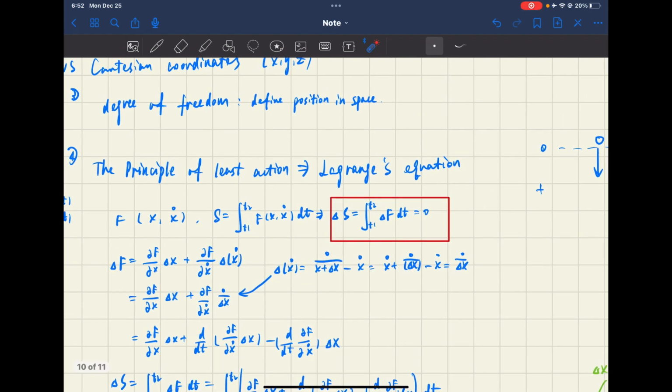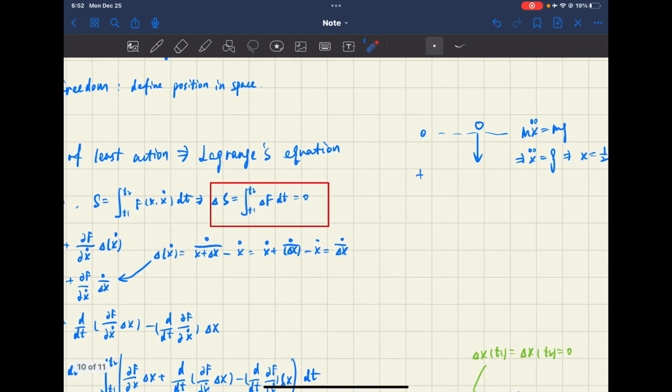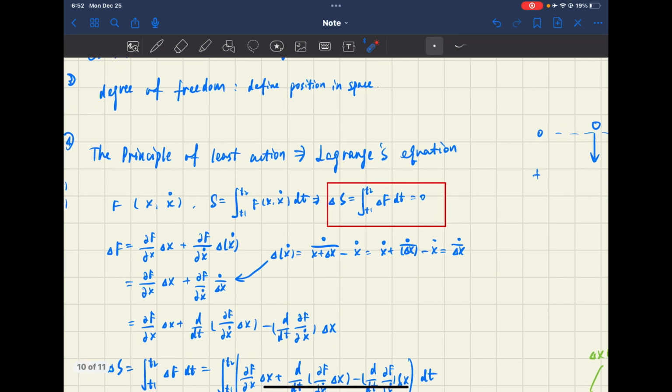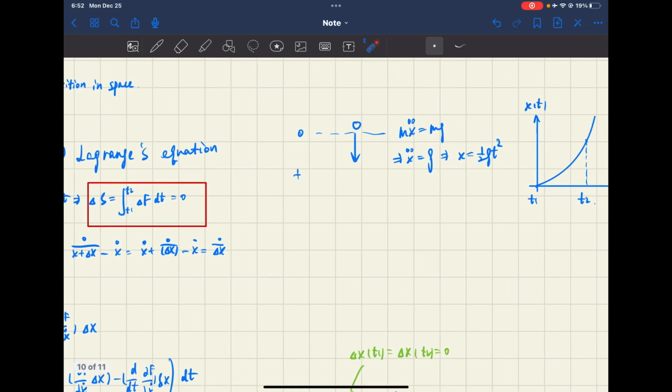So we get the concept of the action S. The action is defined as the following here. It's the function f from t1 to t2, and we calculate the integral from t1 to t2. And the principle states that the increment of S will always be 0. So it's quite abstract. First, I'm going to put it in an example, so maybe you can understand it more.